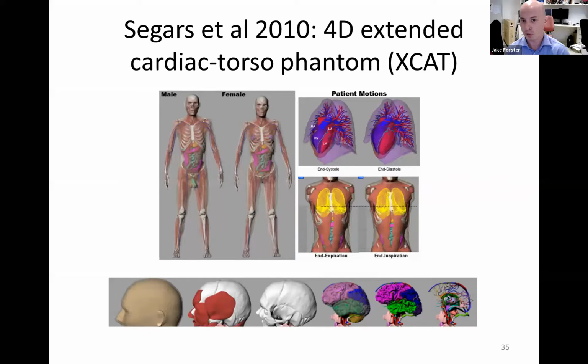About 10 years later, he released an extension of his NCAT phantom, the XCAT phantom. This phantom is much higher resolution. For example, the brain alone has more than 100 vessels and structures. And it's also a whole body phantom. He also released phantoms for lots of different BMIs, ages, and so on. So it's not just a single phantom.